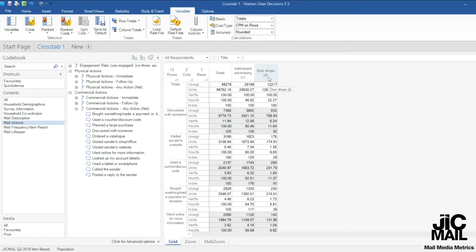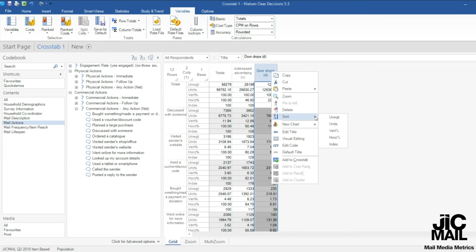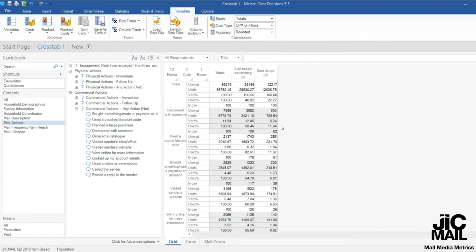You'll notice that with commercial actions, we can look at the same for door drops as well, so I'm just going to sort these in vertical percentages. Again, most commonly door drops are discussed with other people. 1.84% of door drops will have discounts or voucher codes used.